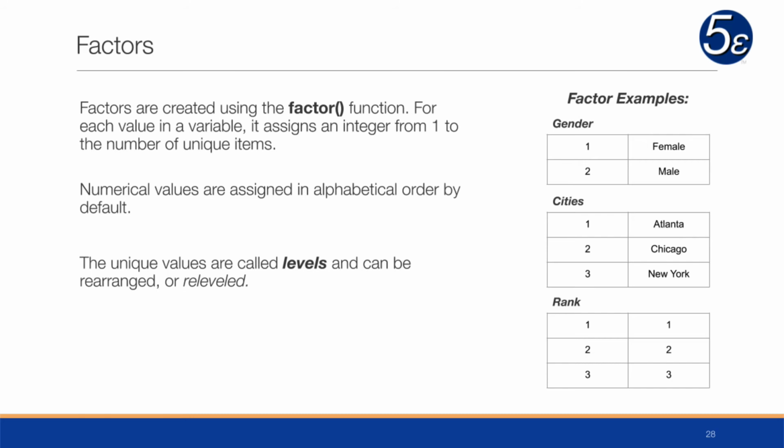Each unique value of a factor is called a level, and we can rearrange them if we want. So if we don't want them in alphabetical order, we can actually rearrange them, or what we call relevel, using the relevel function.